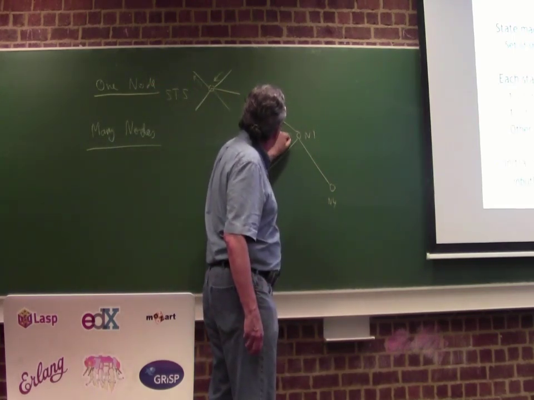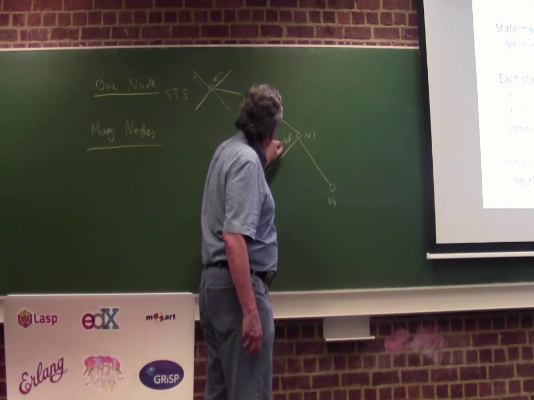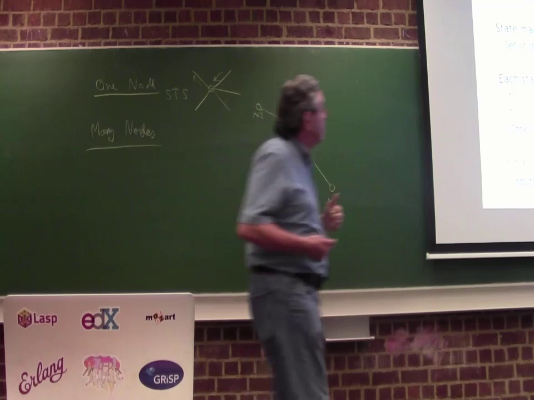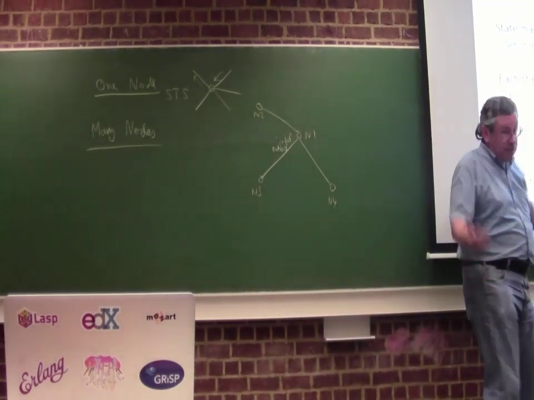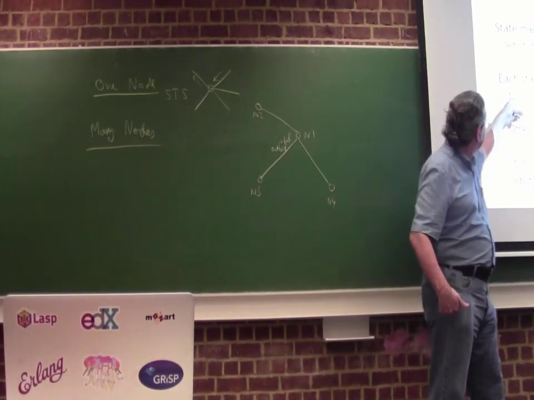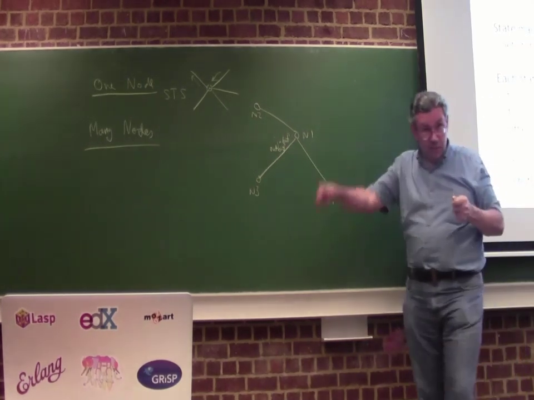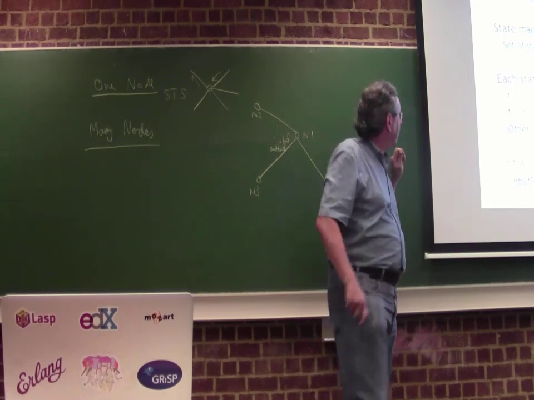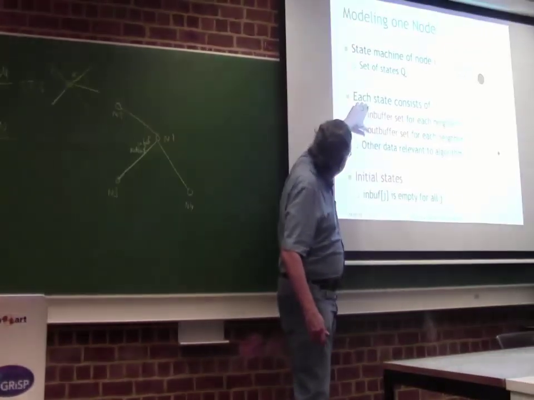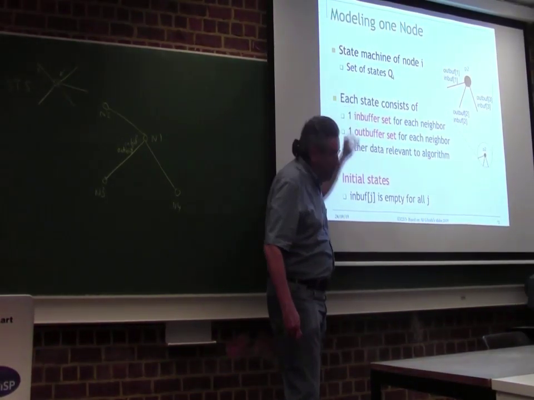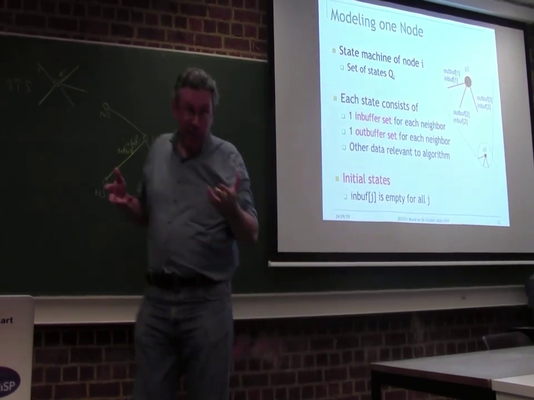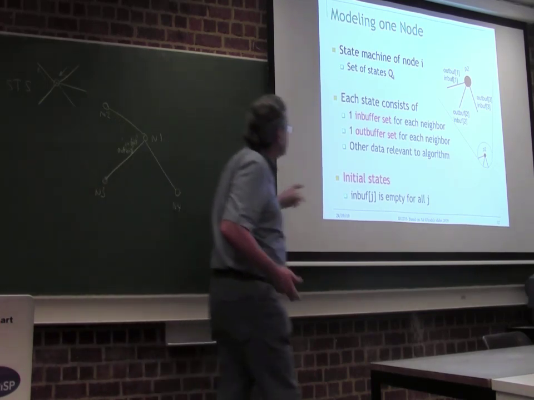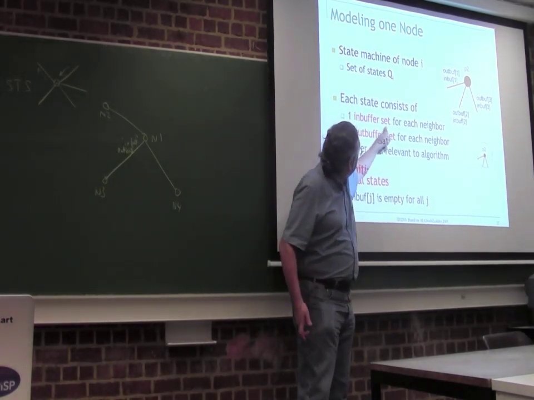The in buffer and the out buffer are going to model the network. The in buffer is the messages coming in, that will be in this set, and the out buffer is the messages going out in the network. So the whole trick is we have to make this in buffer and out buffer work in a way that corresponds to a real network. So you can see already we're going to talk about sets here.